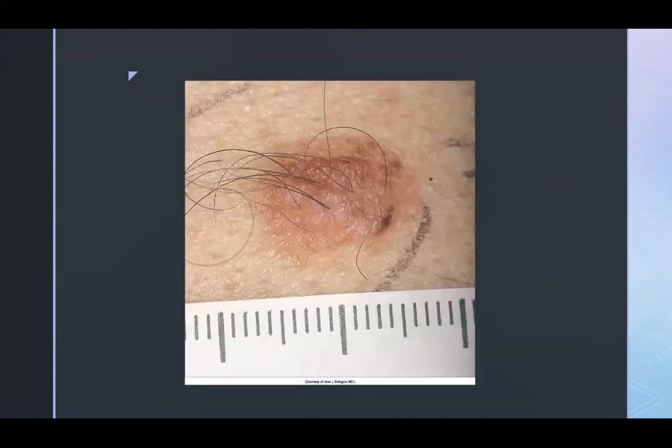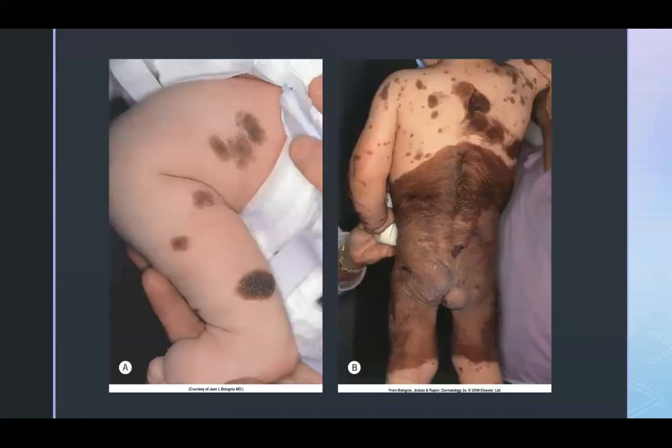Here's an example of a congenital melanocytic nevus. This looks to be about 1 centimeter in diameter, but they can get quite a bit larger as well. Here on the right-hand side, you see an extensive congenital melanocytic nevus. When these patients come into clinic, you have to examine all of these areas to make sure there's no malignant transformation to melanoma here.